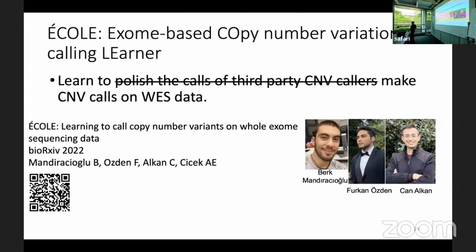And we said, why don't we use the same idea, but have an algorithm of our own? We are basically having an independent copy number variation caller using the same idea and with a different architecture.